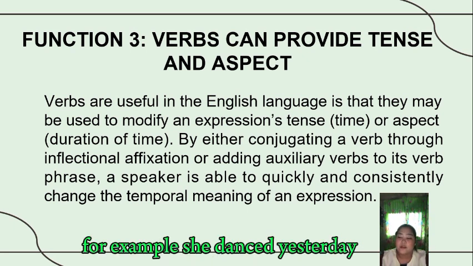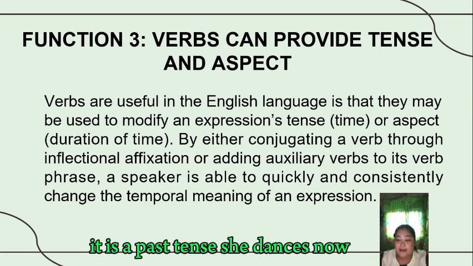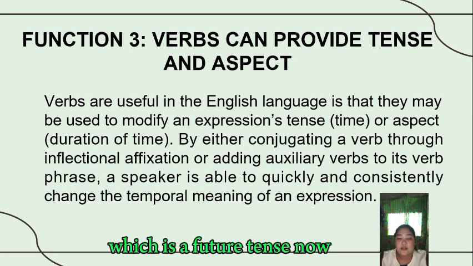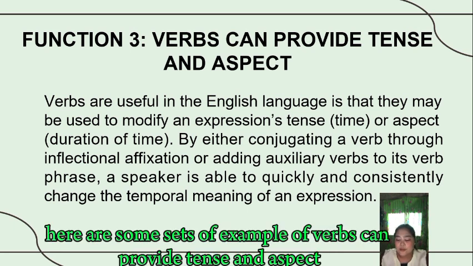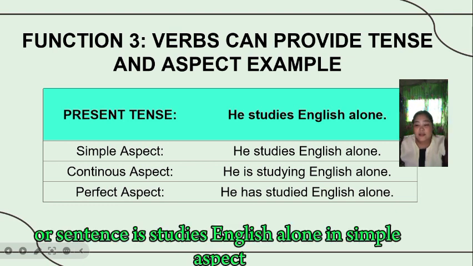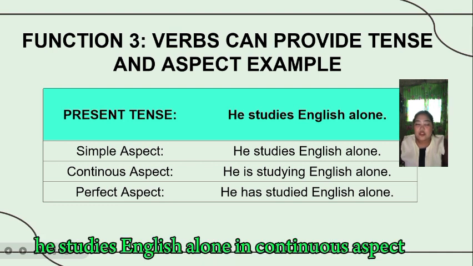For example, she danced yesterday. It is a past tense. She dances now, which is a present tense, and she will dance tomorrow, which is a future tense. Now here are some sets of examples of verbs that provide tense and aspect. Let me present to you the present tense in a simple aspect. The sentence is he studies English alone.